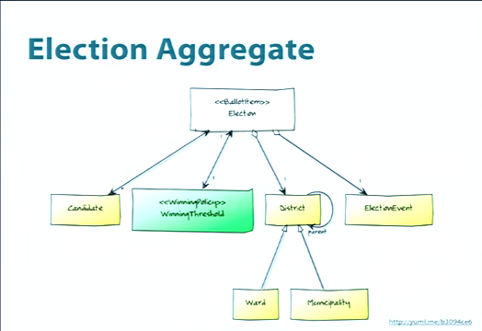Candidate. Candidate is also an entity. An election can have multiple candidates. Since we're on this slide, I don't know if there's some other bad design that I'll point out here. Jumping ahead a little bit, an election can have multiple candidates, and a candidate can have one election.